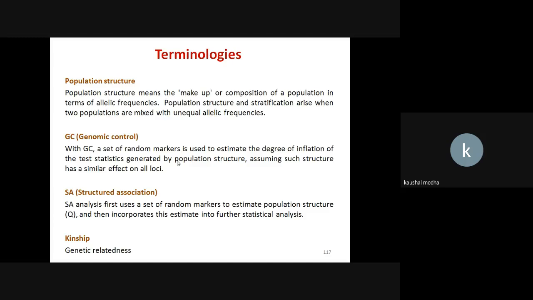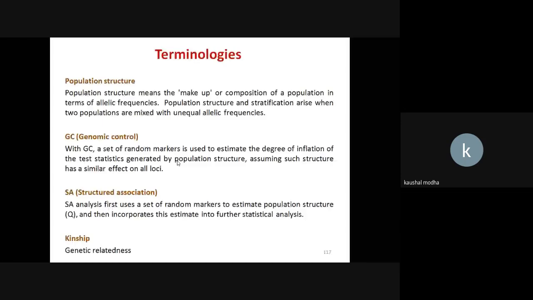And structured association also uses the set of random markers to estimate the population structure. But the difference from the genomic control is it incorporates this estimate for further analysis in case of LD mapping and association mapping. By GC, that is genomic control, you can know only the inflation caused by the structure. In SA, that is structured association, we estimate it and we incorporate that in our analysis. That's the difference. Kinship, I already told you, is the genetic relatedness. If there is a genetic relationship, it will create false LD because now the association will be due to genetic relationship rather than the actual real evolutionary association.